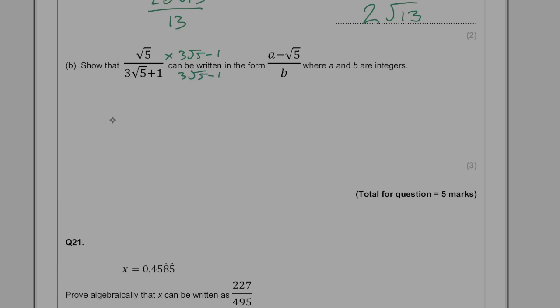So that's going to give me on the top line root 5 times 3 root 5, which would just give me 3 times 5, minus root 5, all divided by 3 root 5 times 3 root 5, which would give me 9 times 5, so that would be 45, and then minus 1. So that's going to give me 15 minus root 5, all divided by 44.